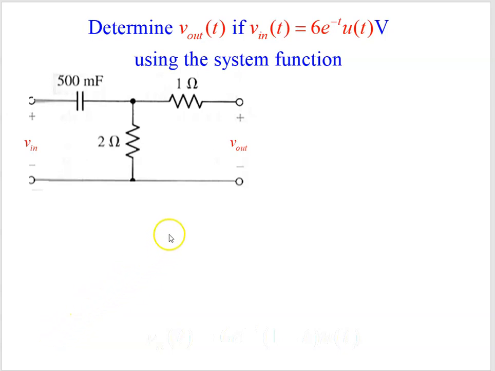In this video, we'll determine the output voltage if the input voltage is 6e to the negative t u of t volts. It also says to use the system function. So we have to determine the system function of this network, which consists of a capacitor and two resistors.